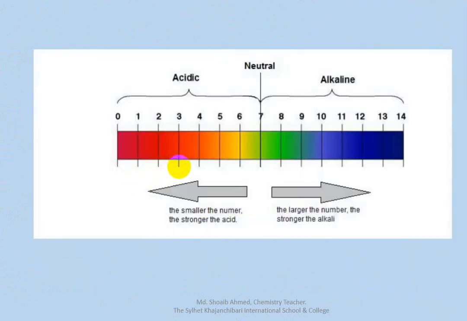Okay, we can measure acidity by the pH range. The pH range is about 0 to about 14. 7 is neutral, less than 7 is acidic, and greater than 7 is alkaline. The smaller the number, the stronger the acid. A small number like 1.0 is the strongest acid, while 6 is a weak acid. The larger the number, the stronger the alkali. Like pH 14 is a stronger alkali, 13, but 8, 9 are weaker alkalis.